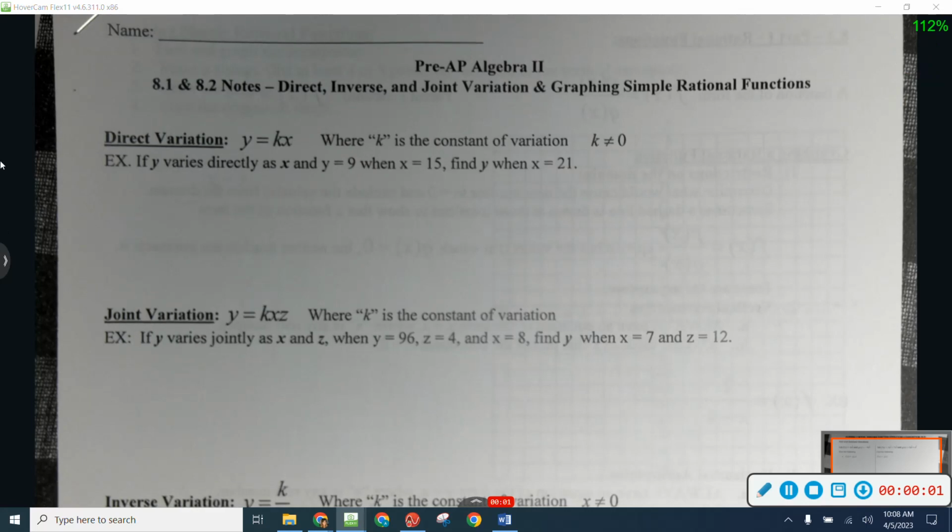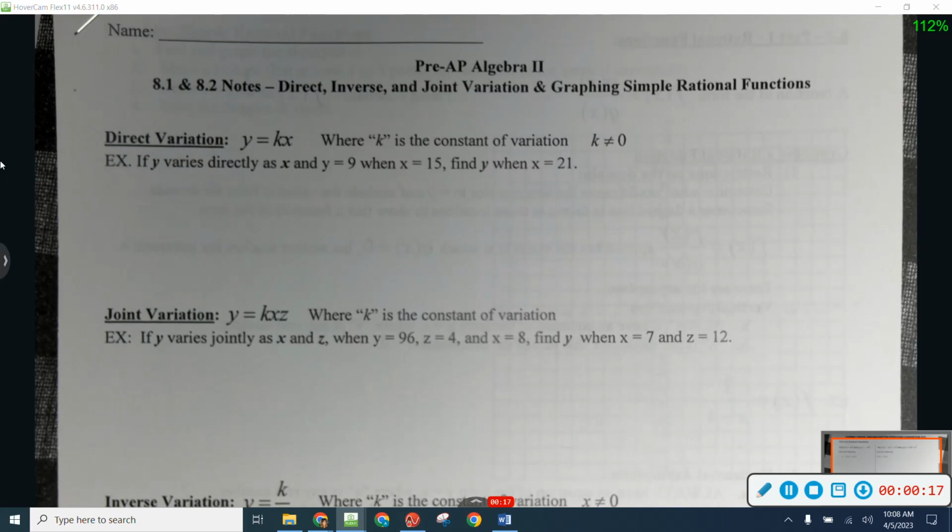Okay, so we're going to start with our direct variation. Like I said, direct, inverse, and joint are all going to be your 8.1. We're going to do some straightforward problems, and we're going to do some word problems also, okay?